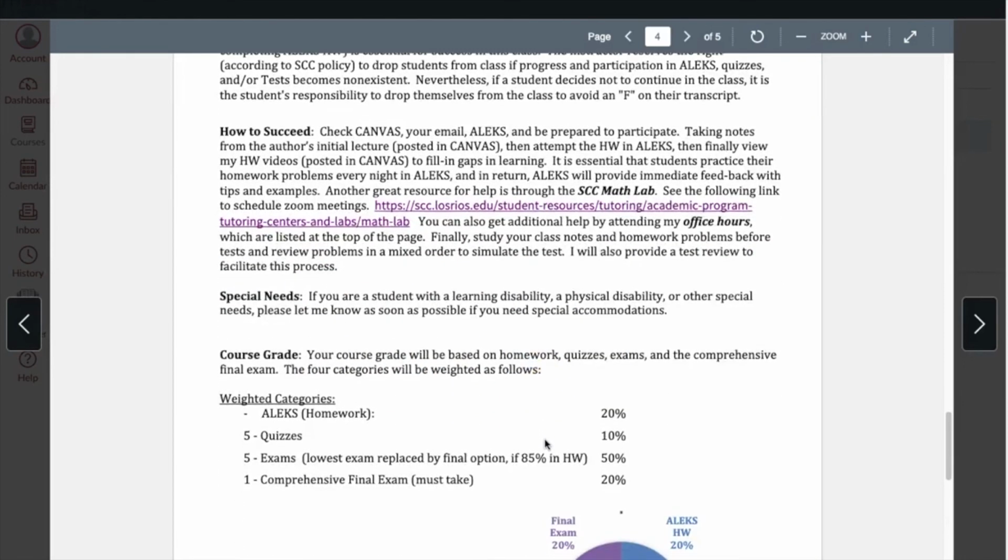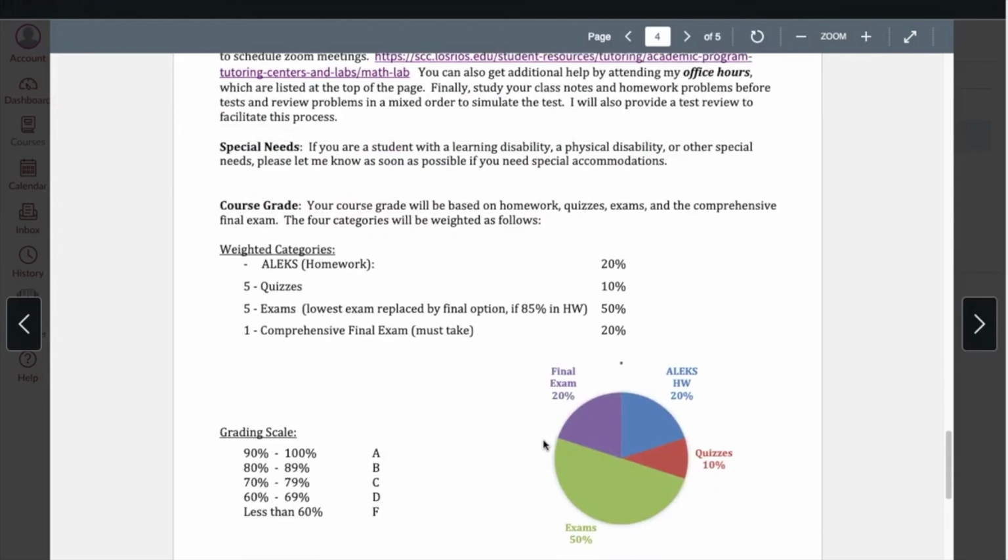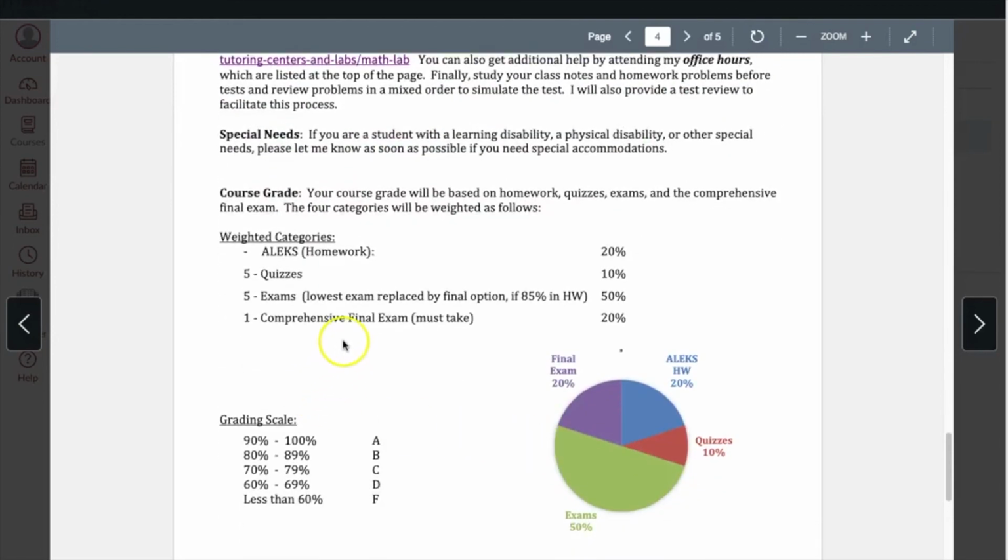Okay, taking a look at the weighted grade and how your grade is calculated. Our ALEKS homework, as I told you, has those 3 parts to it, and those 3 parts come together to make 20% of your overall grade. We have 5 quizzes, which makes 10% of your grade, 5 exams, which makes 50% of your grade, and 1 comprehensive final that must be taken that makes 20% of your grade.